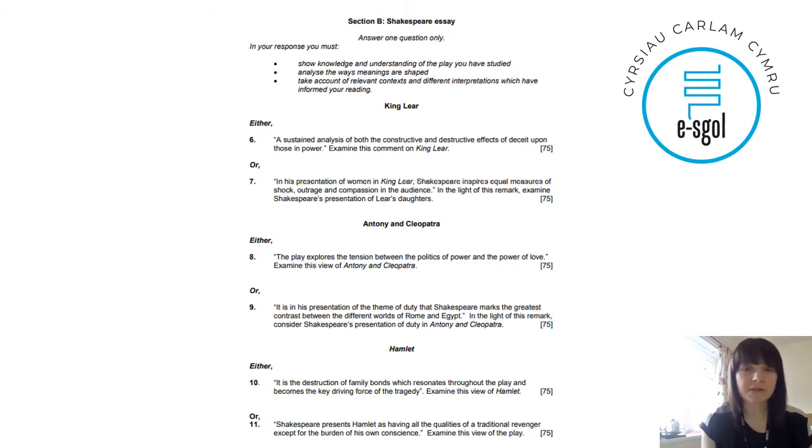And as you can see, with regards to these, it's either or, all right? In the extract, you get one question, one choice, whereas in the essay, you can choose one or the other. So a sustained analysis of both the constructive and destructive effects of deceit upon those in power. Examine this comment, okay? So looking at deceit and power. In his presentation of women in King Lear, Shakespeare inspires equal measures of shock, outrage and compassion in the audience. Examine Shakespeare's presentation of Lear's daughters, so looking at women.